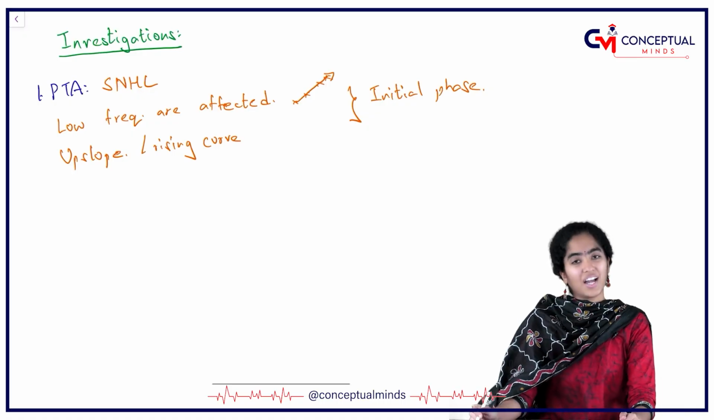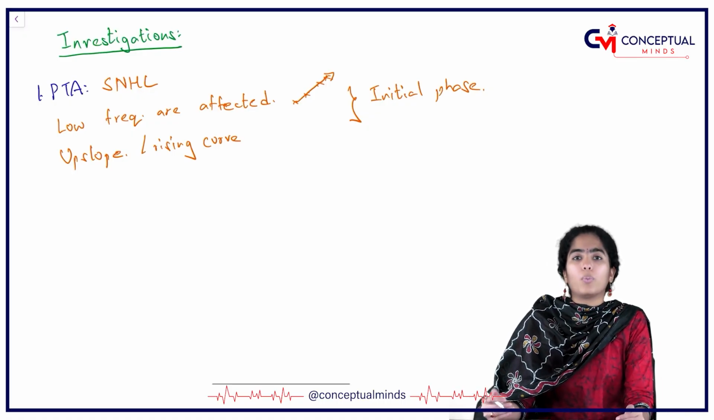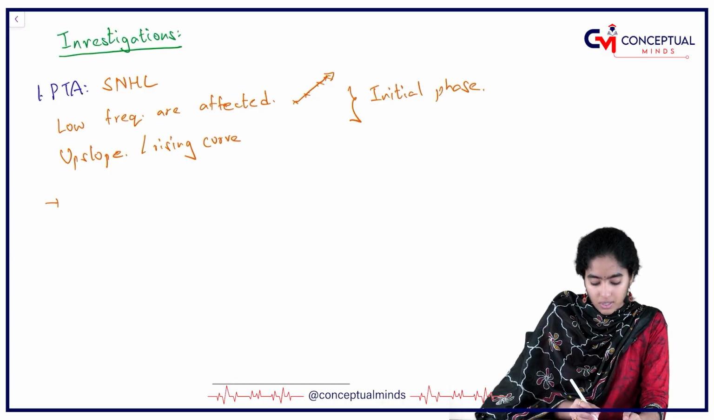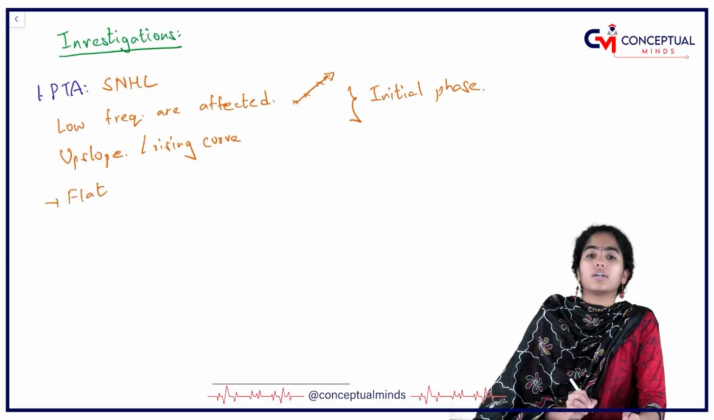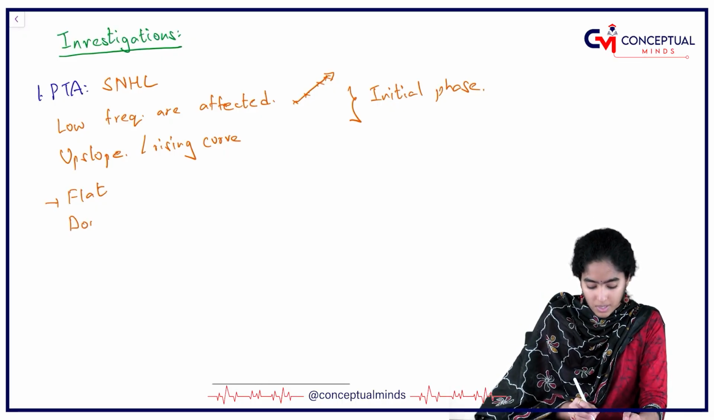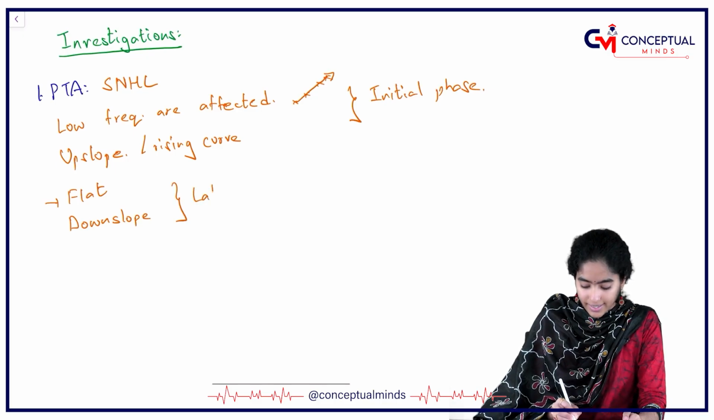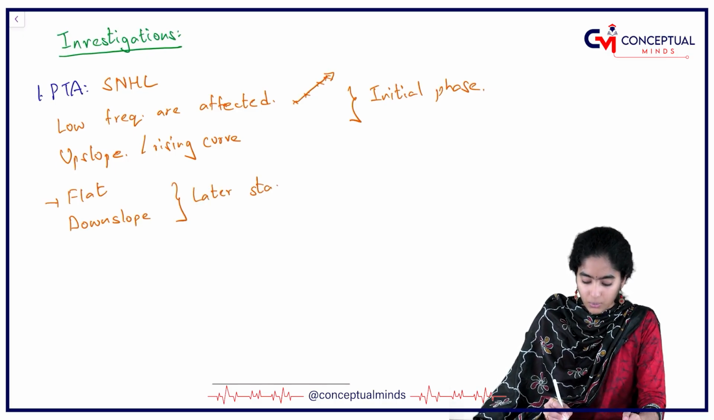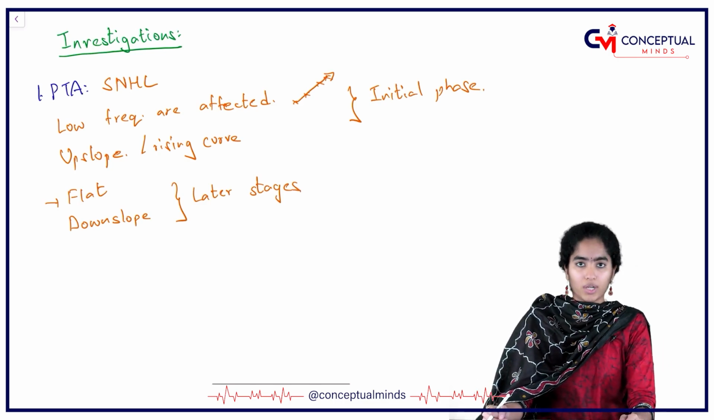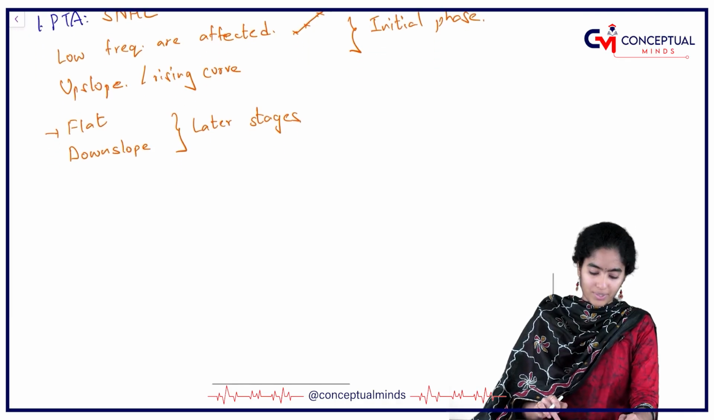Later on, even the high frequencies are affected. When the high frequencies and low frequencies both are affected, we observe a flat type of graph. And even later, a downslope is observed. This is at later stages when the high frequencies are also affected. This is the most important feature of pure tone audiometry.